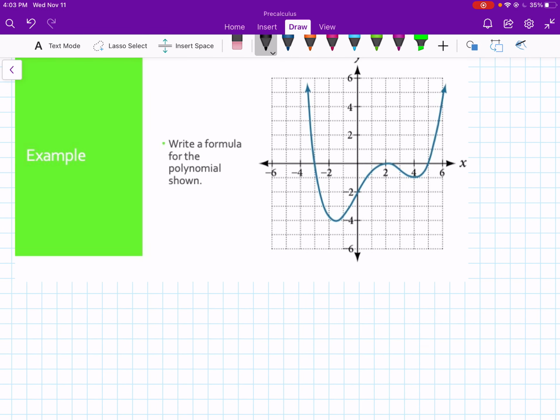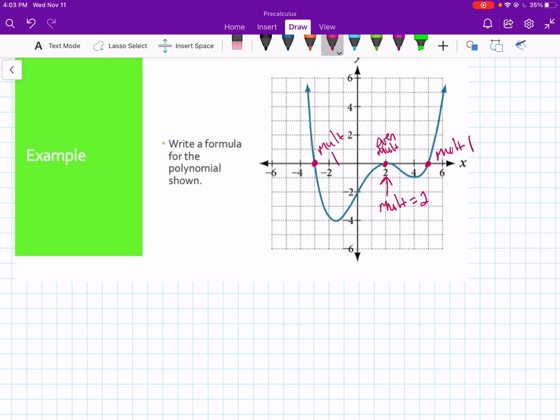So the first thing, I want to identify my intercepts, and I want to identify any multiplicities. This one looks like the multiplicity is going to be 1. This one's going to have an even multiplicity, and for the sake of ease, I'm going to have that be a multiplicity of 2, just so we have the lowest degree possible. And then this one looks like it just has a regular multiplicity of 1.